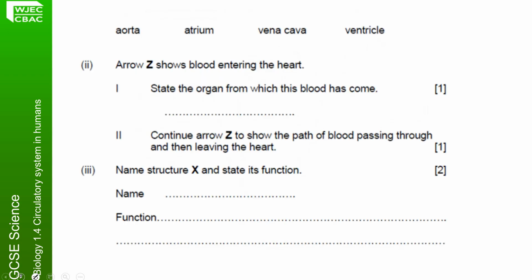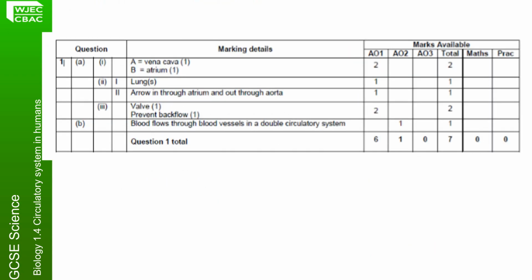Part 3 then, it says name structure X and its function. If you've got valve, you get the mark. If you've said tricuspid, okay, that's absolutely fine, but you do need to put the word valve on the end, tricuspid valve, okay? Its function is to prevent backflow, to prevent blood trying to go back into, okay, the atrium and travel back out of the heart the wrong way.